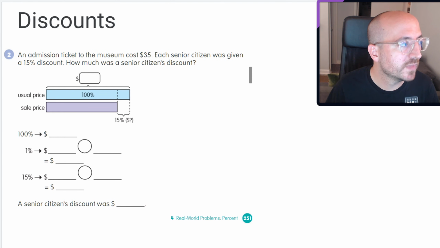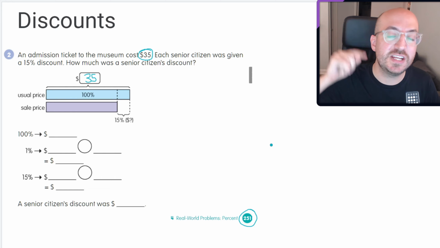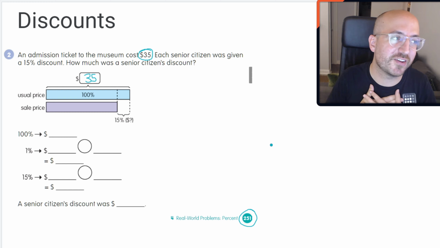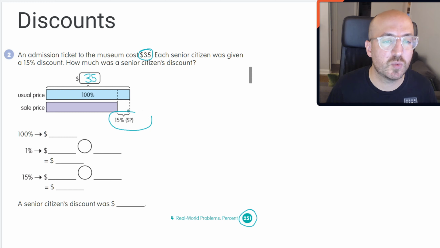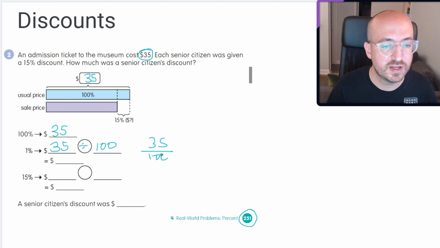Okay, so let's do another example. If we're going to the museum, the admission price of a ticket would cost $35. So the total cost would be $35. This is page 251 if you want to fill it in on your own. Each senior citizen was given a 15% discount. Oh, that's nice. So how much of a discount would they get? 100% full price is 35 bucks. What would 1% be? Well, that's 35 divided by 100. 35 divided by 100 is 3,500 hundredths or 35 cents. So the discount is not 1%, it is 15%. So we need to do times 15.